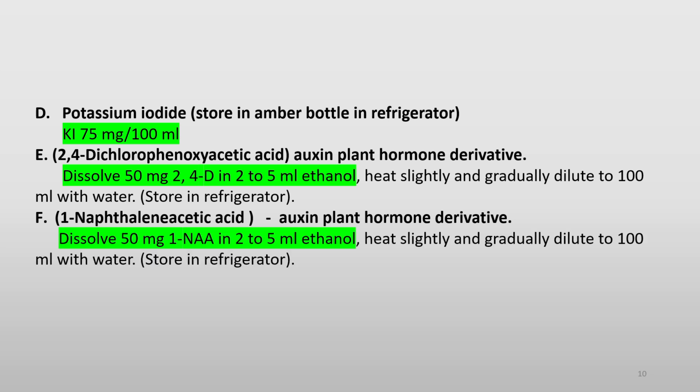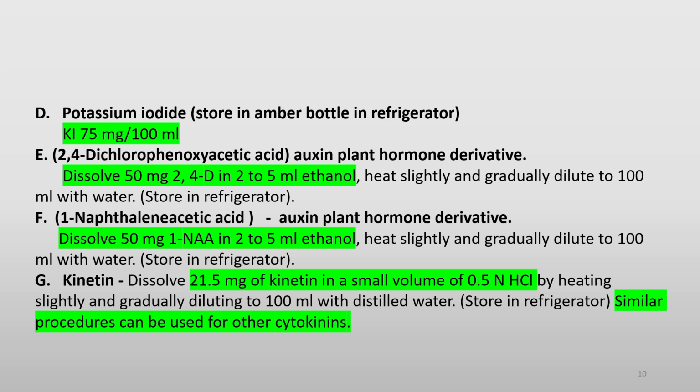50 milligram of naphthalene acetic acid in 2 to 5 ml of ethanol. Heat slightly and gradually dilute to 100 ml with water and store in refrigerator. And kinetin, cytokinin derivative: dissolve 21 milligram of kinetin in a small volume of 0.5 normal hydrochloric acid by heating slightly and gradually dilute to 100 ml with distilled water, stored in refrigerator. A similar procedure can be used for other cytokinins if we are using them in the medium.